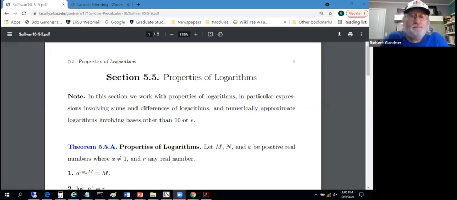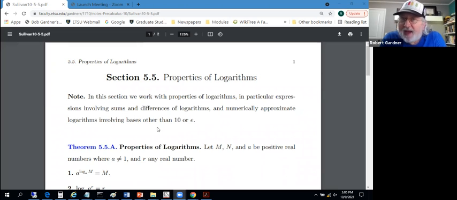Okay, let's do properties of logarithms. So in this section, we'll prove as well properties of logarithms. In particular, we'll consider expressions involving sums of logarithms and differences of logarithms, and we'll numerically approximate logarithms involving bases other than 10 or e.